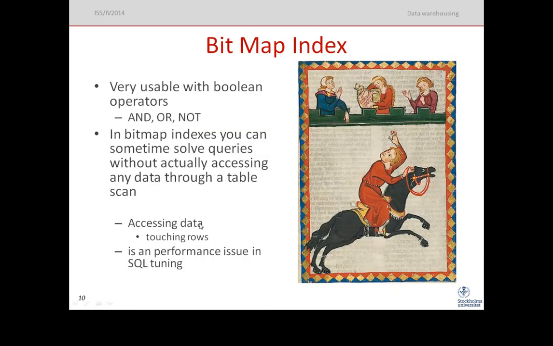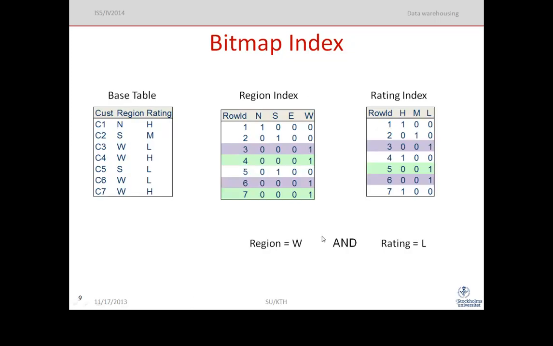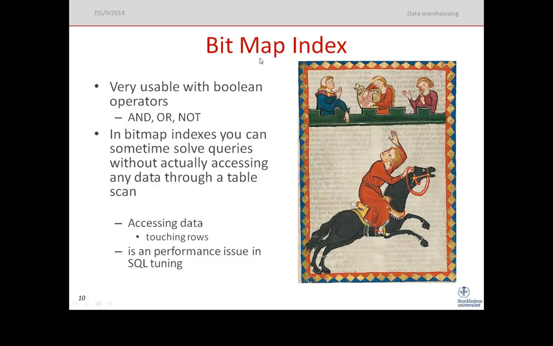So bitmap indexing is very useful when you have Boolean operators: and, or, not. So for instance, if you would say I want to look at region west, but that doesn't have a low rating, then you would say region W and not rating L. Or if you would say, I would look at region West or things with rating low. Then bitmap indexing is very, very useful and very efficient.